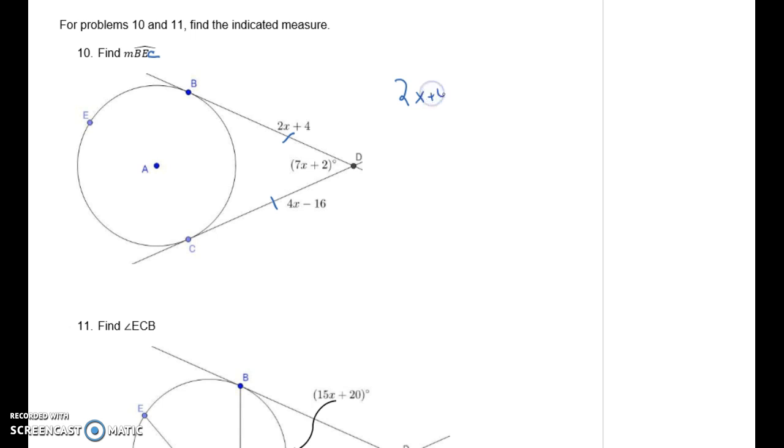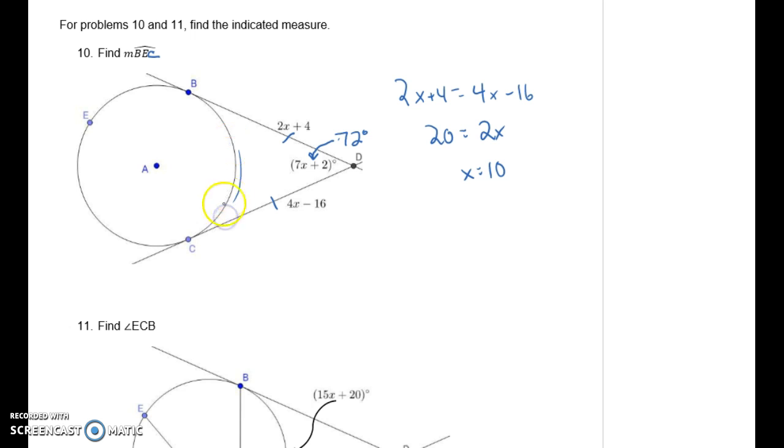2x plus 4 equals 4x minus 16. Bring the 2x over and bring the 16 over. So then x is 10. And if I want to, I can verify and plug them in. This would give me a 24 with that. What I want to do next is plug it into that angle, which is 7x plus 2. So 7 times 10 is 70. Add 2, that gives me 72 degrees. So that's the tangent-tangent angle.